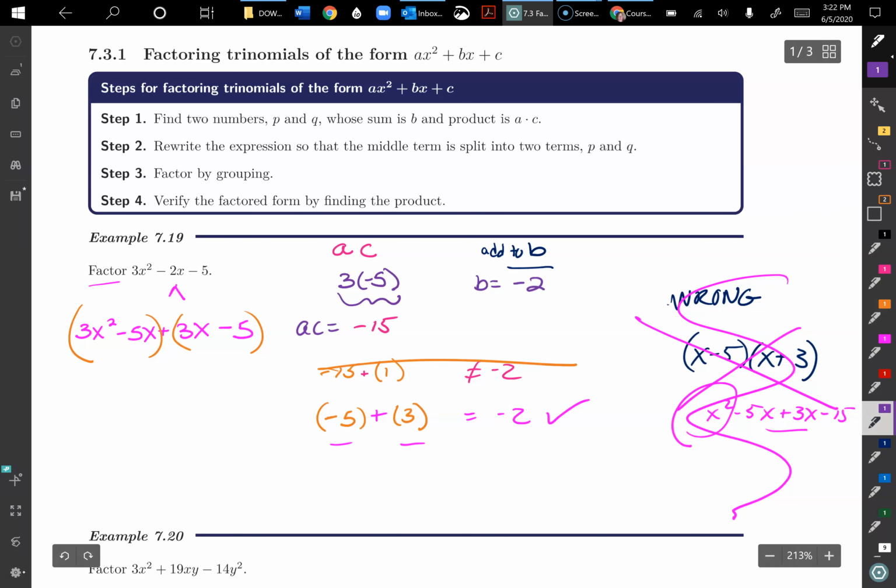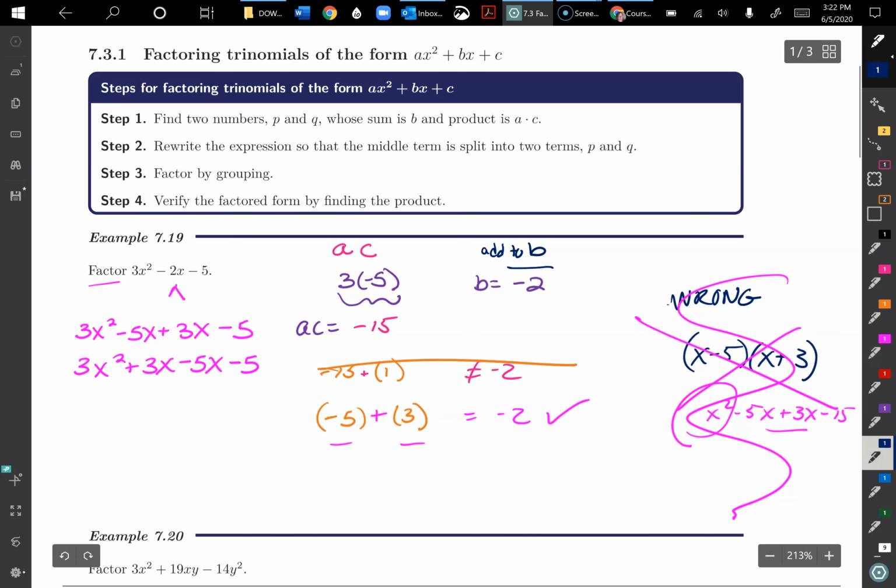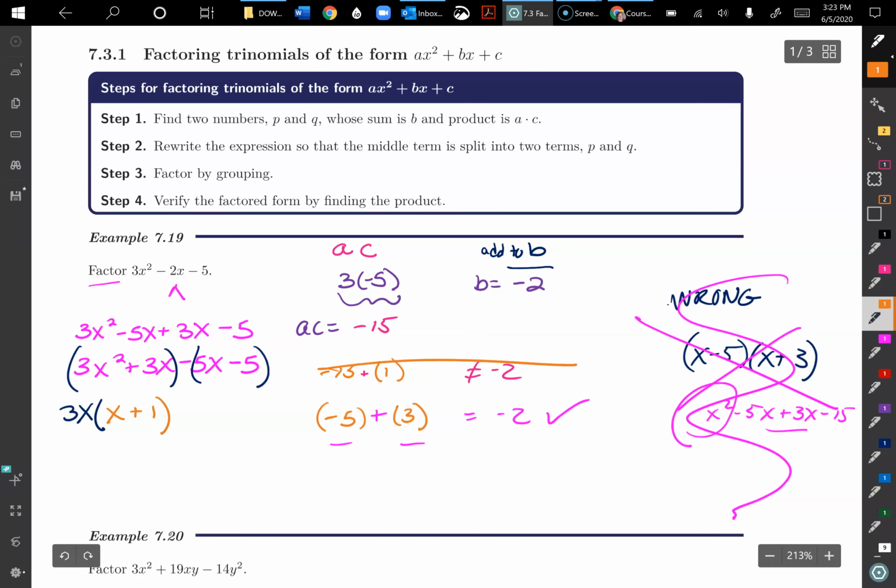So here we would pull out what's common to both of these. Now I might want to rearrange these. Actually, the way I wrote them, I don't have as much common here. So let me rewrite this: 3x squared plus 3x minus 5x minus 5. That way, when I'm grouping, I have things that are common. So you've experienced that before, and there are definitely some videos to help you with that. So I'm going to pull out the 3x, and that leaves me with x plus 1 in parentheses there.